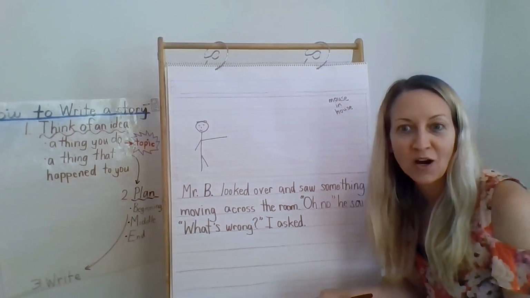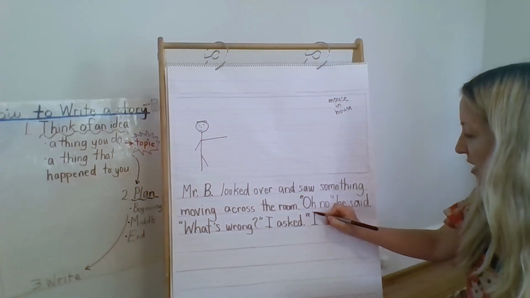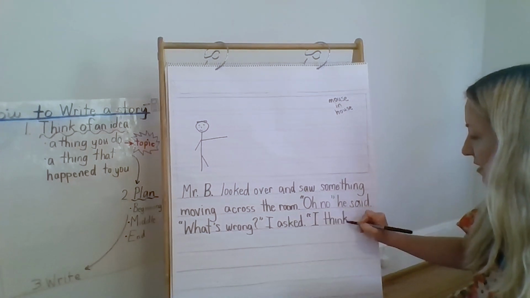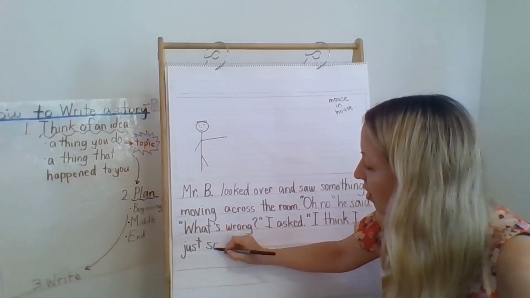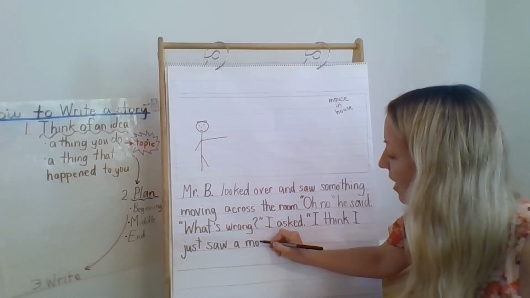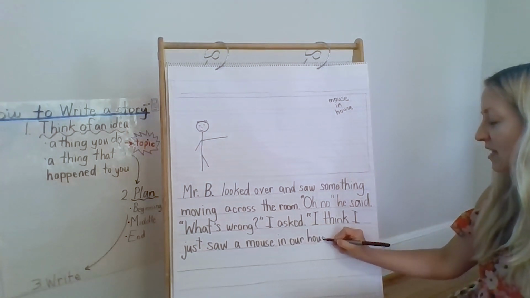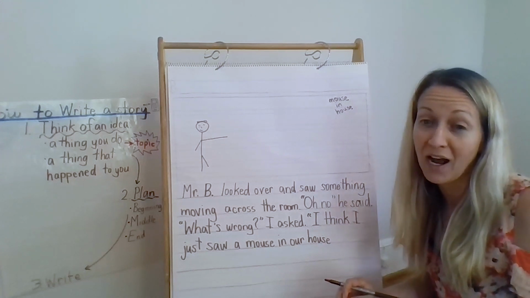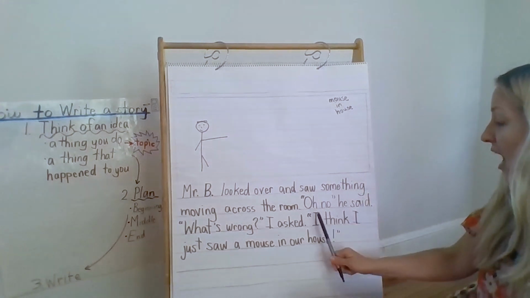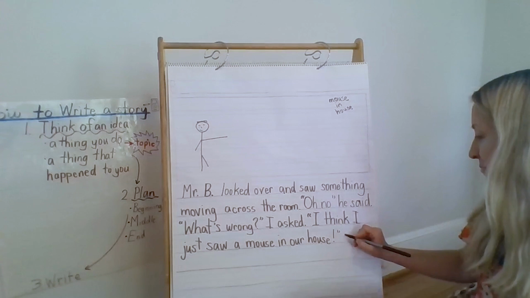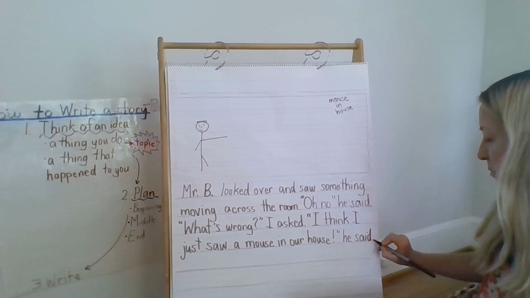I asked. "I think I saw a mouse in our house," he said. So again, he's talking. Let's put those quotation marks. "I just saw a mouse in our house." Now, I think he said it with a little more expression because he was surprised and we were not happy to have a mouse. So I think we need an exclamation point. I think he said it more like, "I think I just saw a mouse in our house!" he said. I'm going to put a period there.